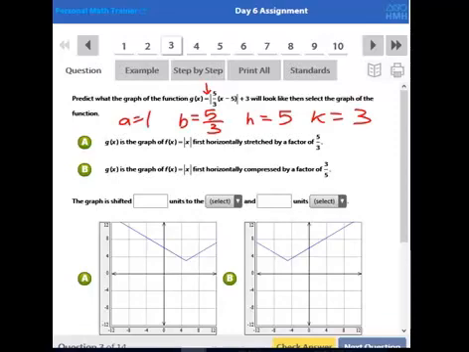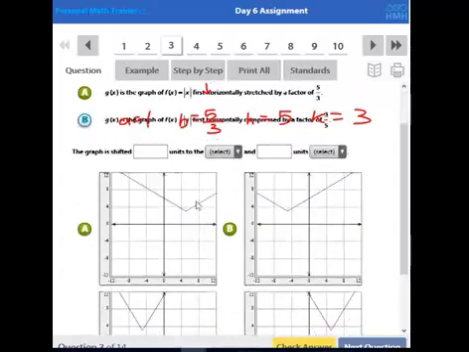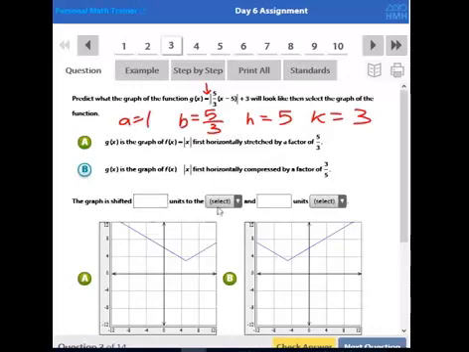So this graph is going to be horizontally stretched or horizontally compressed? Well, with horizontal stretches and compressions, it's actually the opposite of a, where the bigger number means it's actually going to shrink. So since 5 over 3 is greater than 1, it's going to be a horizontal compression. And h is 5, so we're going to go 5 units to the right. And k is 3, so we're going to go 3 units up.